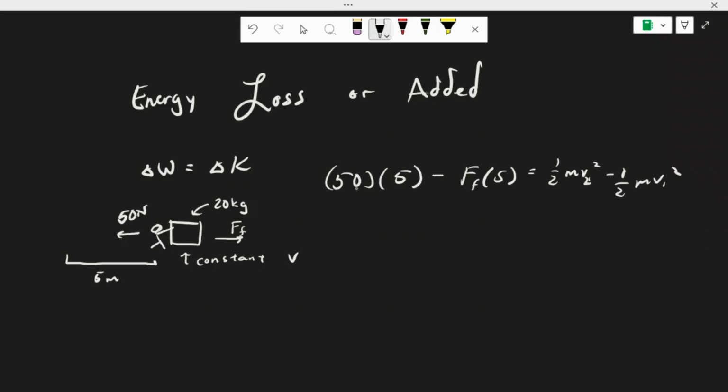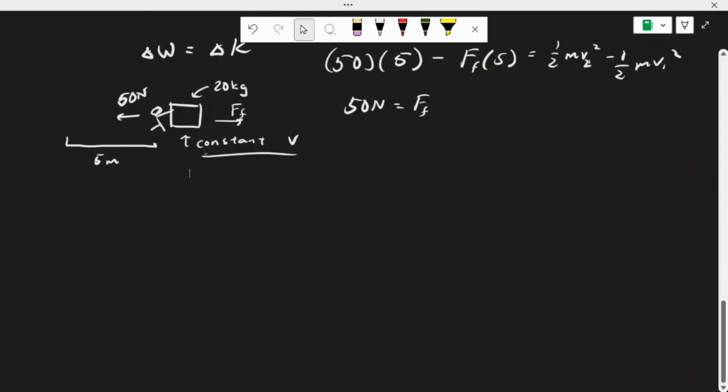If we know that velocity is constant, we know that 2 and 1 are the same, so this goes away, and we get that just the 50 newtons is equal to the frictional force. And this is what we expect if it's moving at a constant velocity. We know the net force on it needs to be 0 in order for it to move at a constant velocity. So instead, let's look at one where we're not talking about a constant velocity.